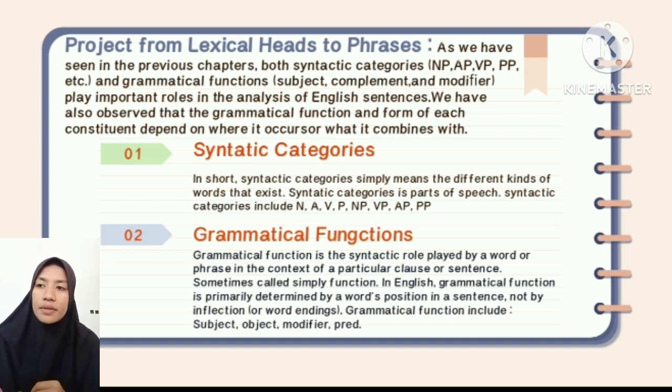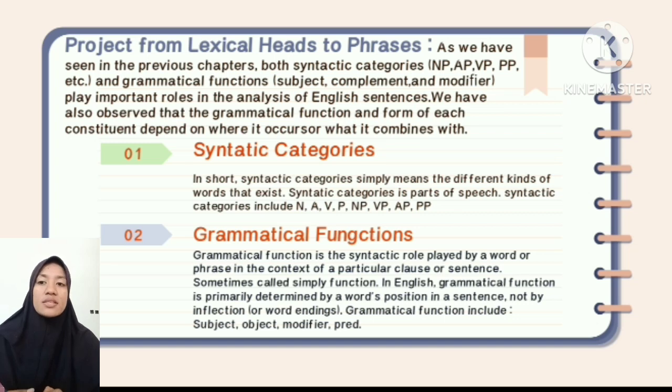Okay, the first, syntactic category. In short, syntactic category simply means the different kinds of words that exist. Syntactic categories are parts of speech. Syntactic categories include N, A, V, P, NP, VP, AP, and PP. And the second, grammatical function.